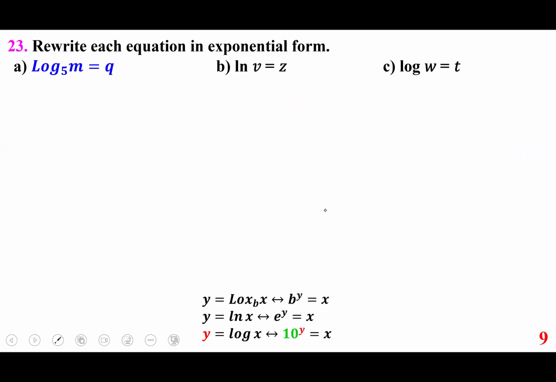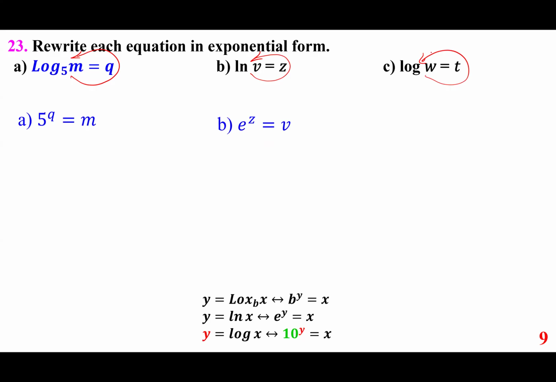Let's work here. We're going to rewrite each, and we have all those definitions. Go with the arrow. 5 to the power of q is m. E to the power of z is v, and 10 to the power of t is w.